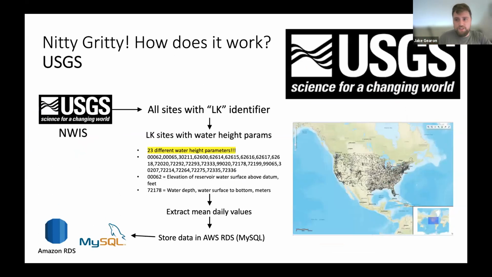So the NWIS is fantastic. It's used by almost every sedimentologist I know, at least those who work on active processes. But it was the biggest by an order of magnitude, and that comes with data implications. And also the USGS is just old. It's an old institution. So there are things like 23 different water height parameters, where one is maybe the elevation of the reservoir surface above a datum in feet, and another one is the water depth from surface to bottom in meters, right?